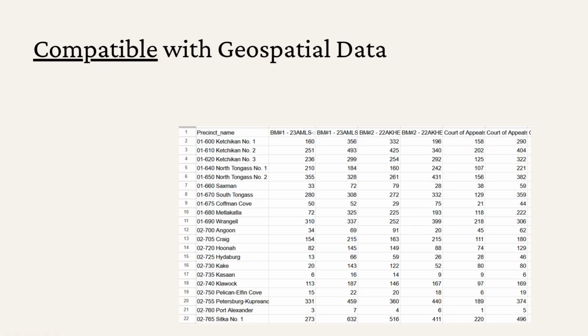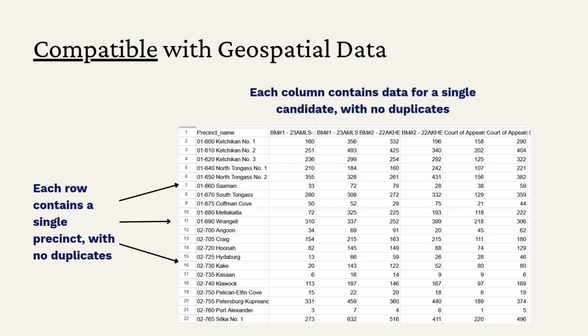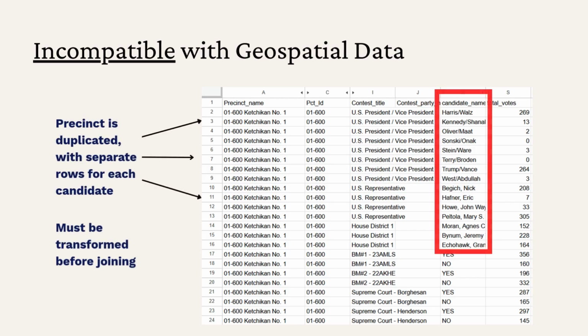Even when the data is available in a tabular format, it may need to be transformed. Compatibility with geospatial data requires that each precinct is in its own row with a column for each candidate. The election results you see here are set up in the opposite way, so it must be converted.